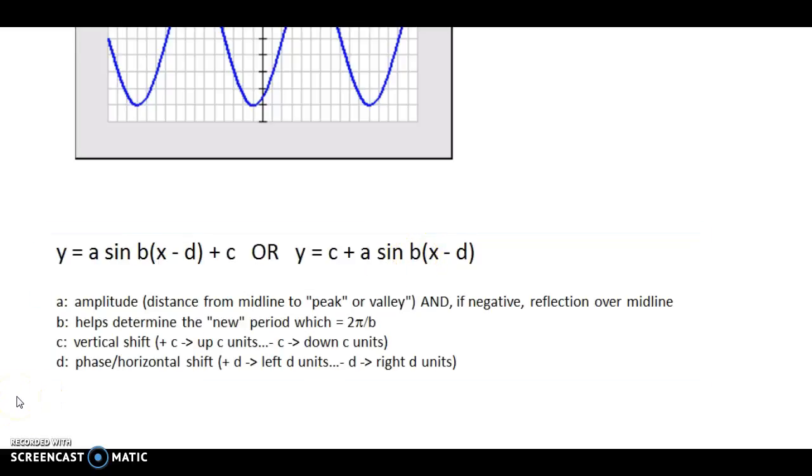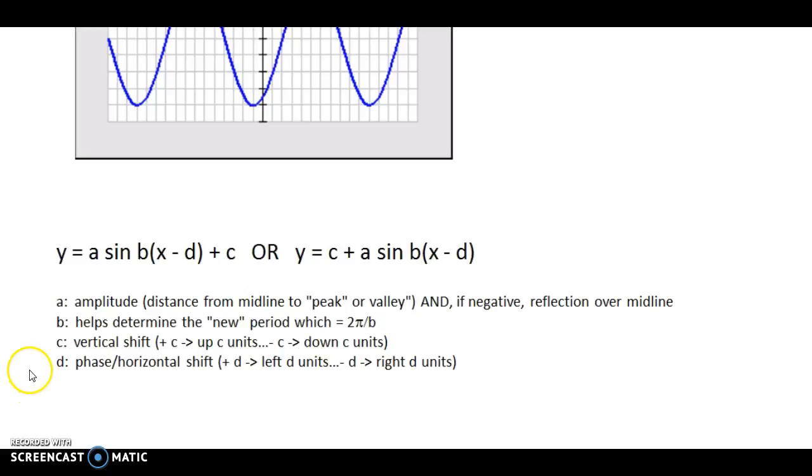C represents our vertical shift. And as you would expect, a positive c means we're going to shift up c units, a negative c means we're going to shift down c units. And D represents our phase or horizontal shift, which you have to think opposite on this one. So a positive d value means that we shift left d units, and a negative d value means we shift right d units. So let's just get right to it.